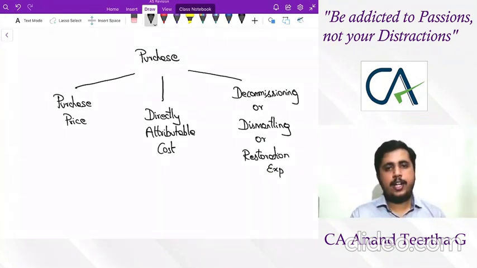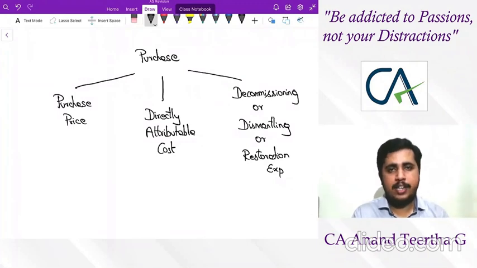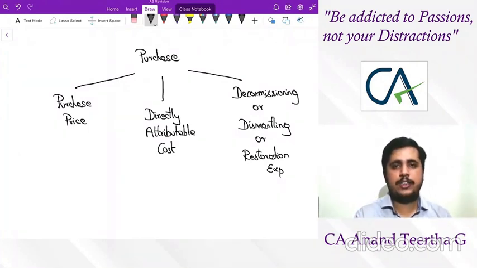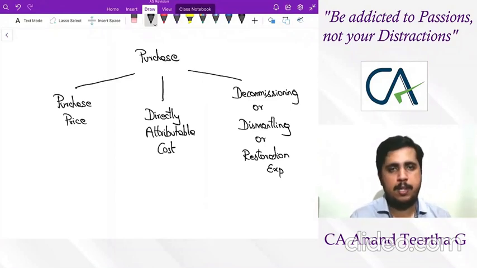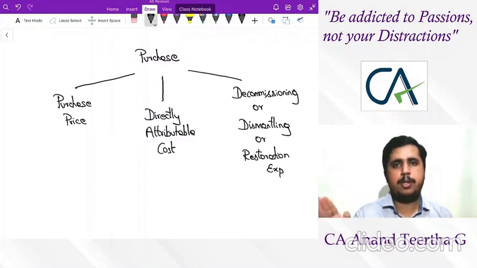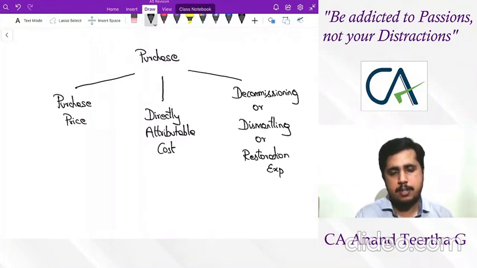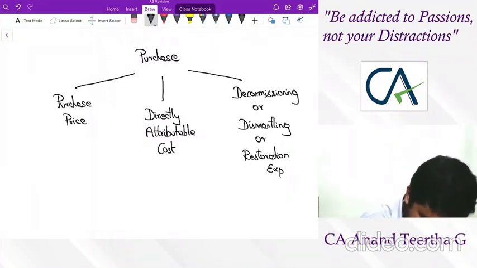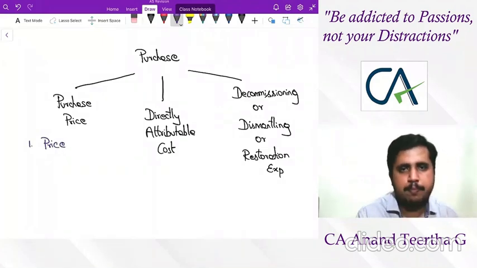Okay, so three types of expenses are covered. Add these three, and that will be your value of the asset for the purchased PPE. First, the purchase price. Second, directly attributable cost. Third, decommissioning, dismantling or other suitable restoration charges. Now, purchase price: what are the inclusions we are going to have? Number one, the price of this particular product.